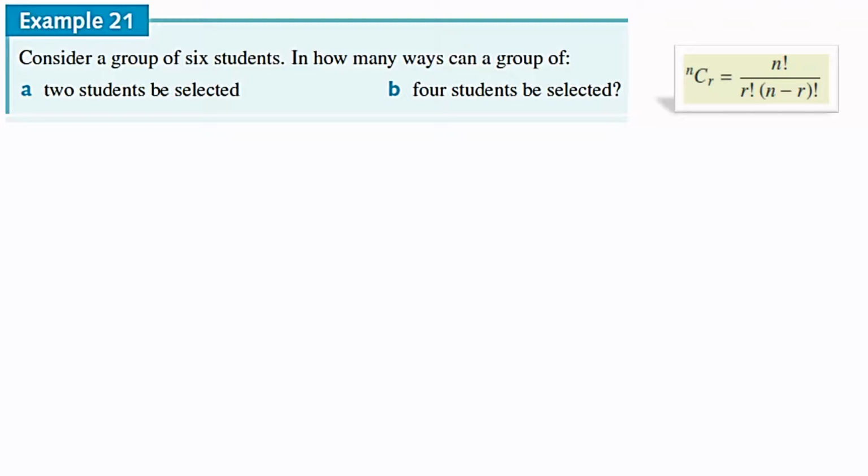So there is a group of 6 students. In how many ways can a group of 2 students be selected? See, these 2 students, it doesn't matter which way you choose them, it's still the same 2 students. I want to know groups of. So the keyword is group. We can group 2 students. Group of 2 students.